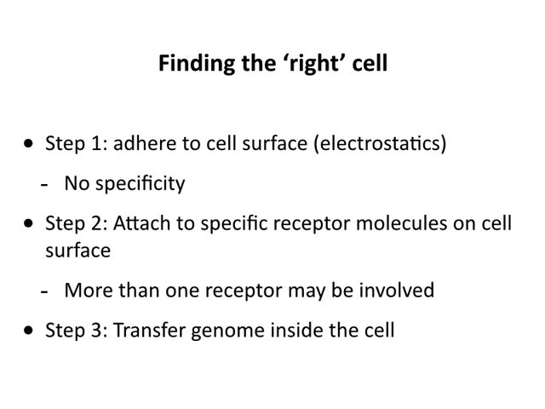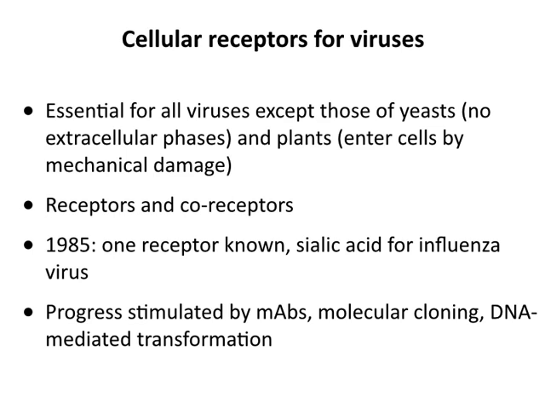Now, the whole field of cellular receptors for viruses basically didn't exist until the 1980s. We now know that all viruses have to bind to a receptor. There are a couple of exceptions. There are some very interesting viruses of yeast that never get outside the cell, so they don't have to worry about receptors. And plant viruses don't get into cells by receptors either. They get in by either mechanical damage, so a farmer runs over a plant and he has some virus on the wheels of his tractor, he breaks the plant and it gets in that way, or insects or nematodes or other organisms actually put the virus into the plants.